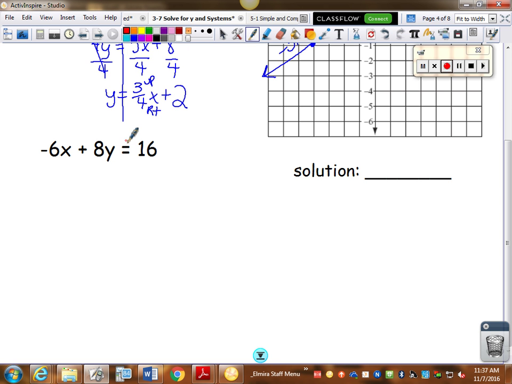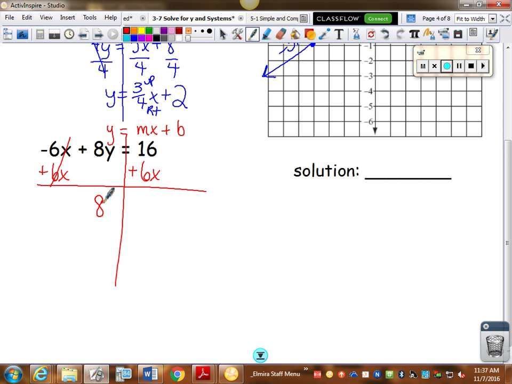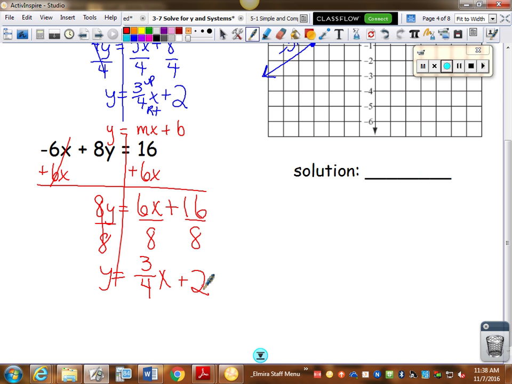Switch colors. Okay, same thing over here. My goal is y equals mx plus b, so I've got to add 6x. And I get 8y equals 6x plus 16. Divide all by 8. Now, 6/8 reduces to 3/4 because they both divide by 2, and 16 divided by 8 is 2.